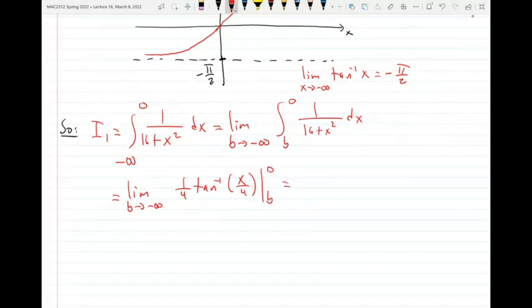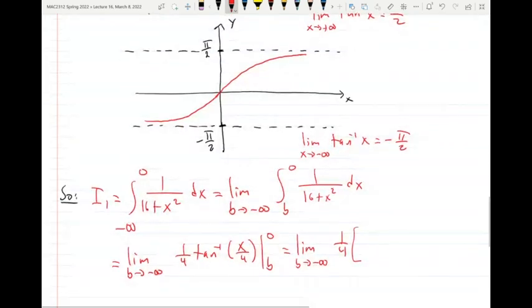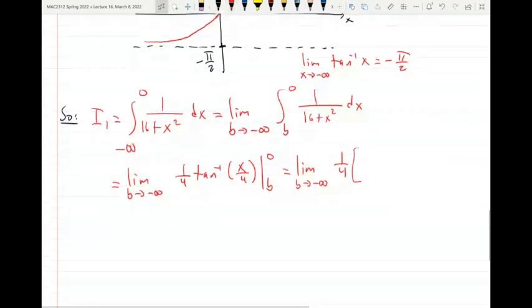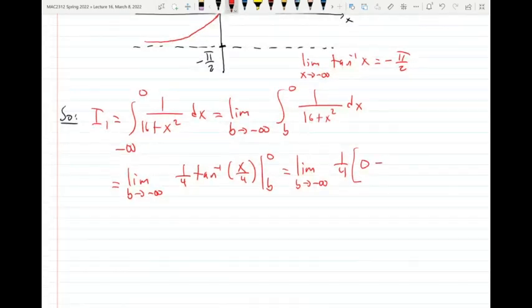So plugging in, what do we get? That's 1 over 4 times, now, inverse tangent, so when you plug in 0, you get 0 over 4, that's 0. What's inverse tangent of 0? Look at the graph. 0. So that's 0 minus inverse tangent of b over 4.